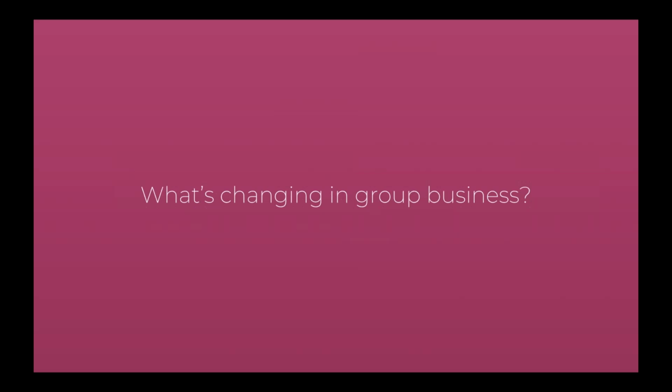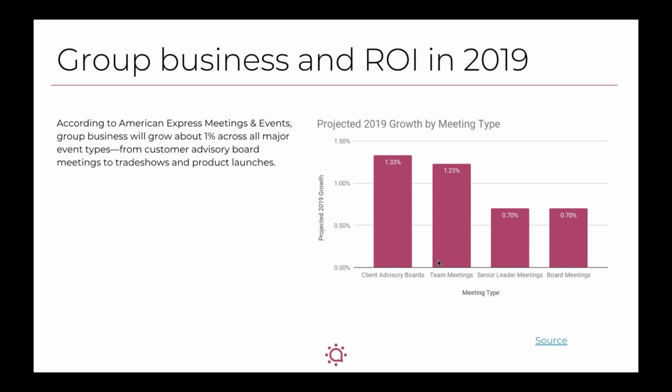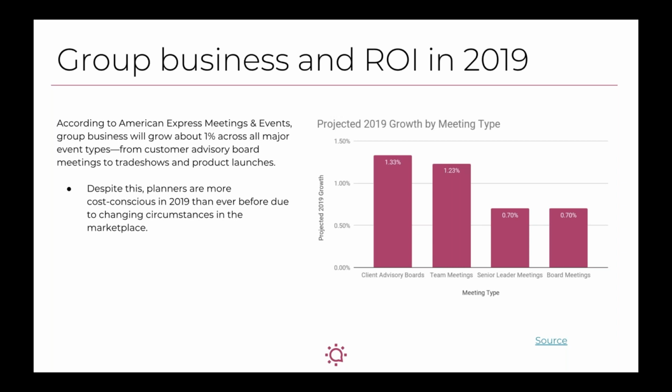So getting to the main point of today, what's changing in group business? There's a lot happening here. First and foremost, group business in 2019, the projections are solid. According to American Express Meetings and Events, we'll see about a 1% growth across all major event types. That's everything from customer advisory boards to trade shows. But on the other side of the coin, planners are a little bit more cost conscious in 2019. And there's a couple reasons why. You probably are familiar with the reasons why this is happening.